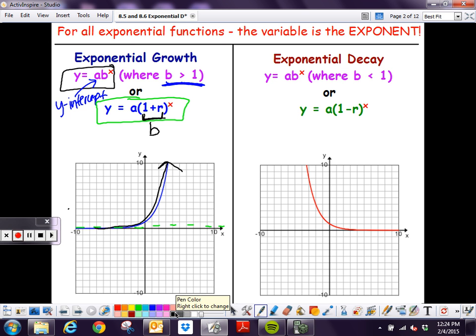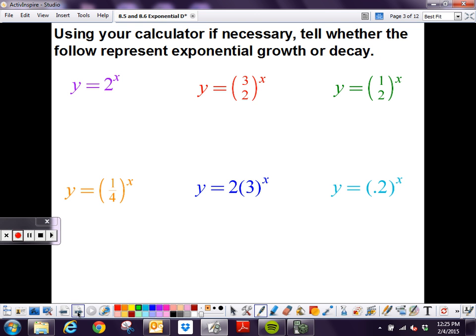All right, so exponential decay, same equation, y equals ab to the x power, but here your b is going to be less than 1 but greater than 0, so it could be 0.25 or 1/4 or 1/2 or 1/9 or whatever. Anything greater than 0 but less than 1. But the equation that we're going to be dealing with more today is y equals a times (1 minus r) to the x power.